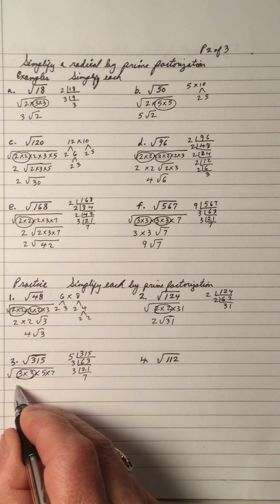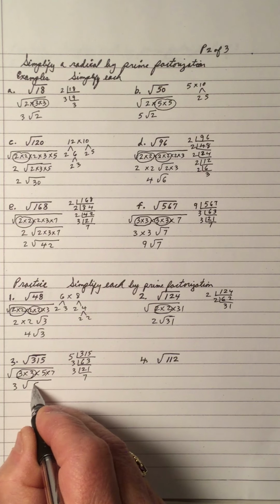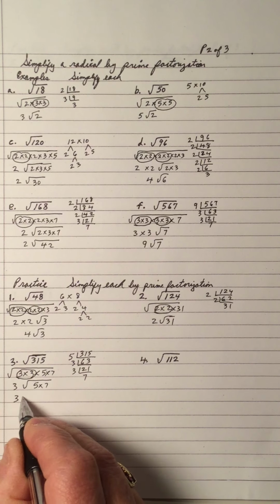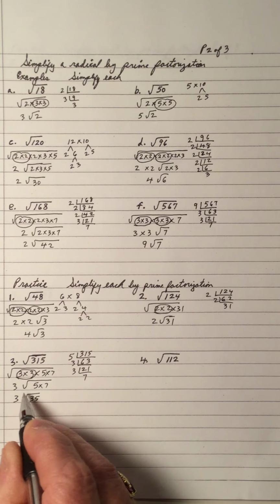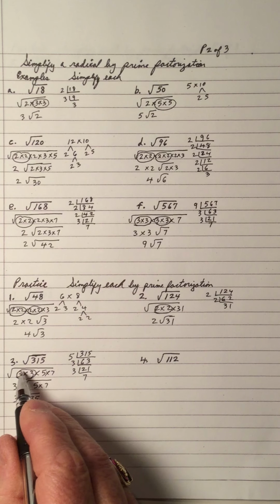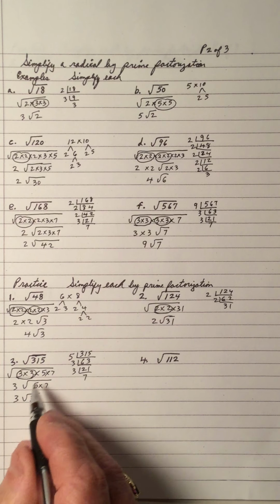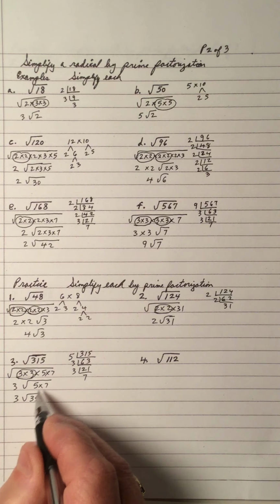Two 3s, you take a 3 out. 5 and 7 are left. That gives me a 35. Again, this step is not necessary. If you took the 3 out, you could put it right there and then multiply. It'll save you this time right here.